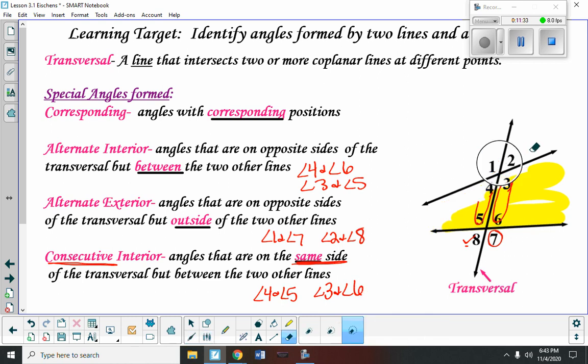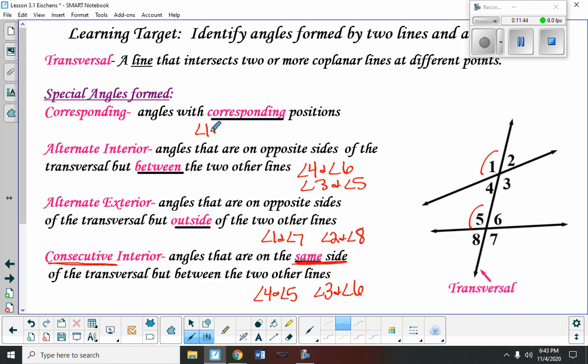Now, I just really quickly, I didn't write down the angles when we talked about corresponding. I want to go back and do that. So angle 1 corresponds to angle 5. Angle 4 and angle 8. They're both below and to the left. Those are corresponding. And then we have angle 2 and angle 6. And then angle 3 and angle 7. All right, so we have to be able to find those. We're going to be using those a lot in this chapter.